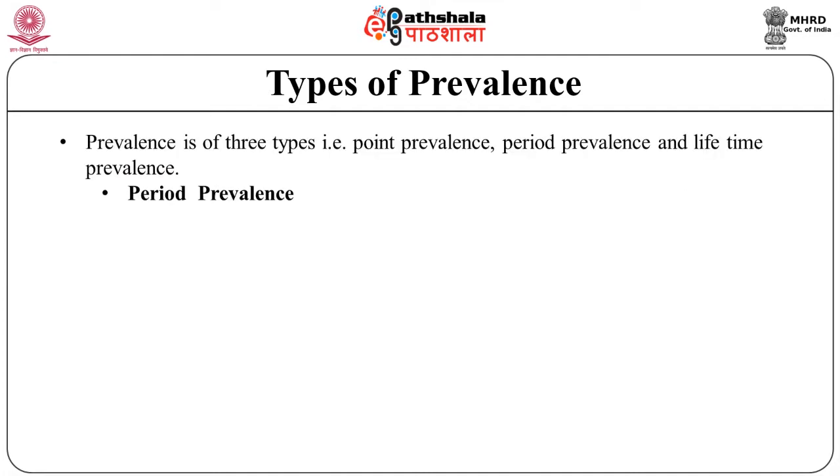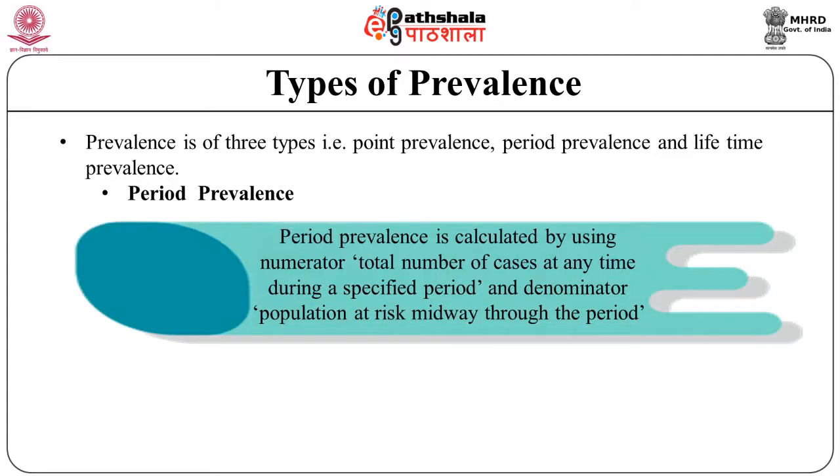Now next is period prevalence. Period prevalence is calculated by using the numerator, the total number of cases at any time during a specific period, and the denominator, the population at risk midway through the period.